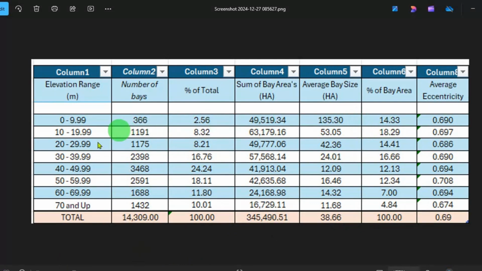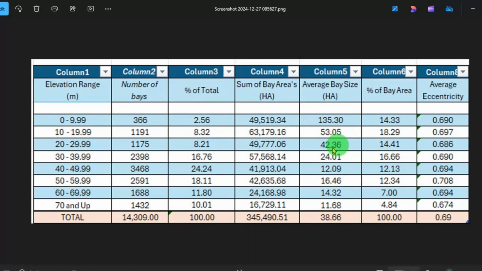So when you look at everything, say below this one right here, 20 to 29.99 in elevation. So we have the average bay size is 42, 53, 135 as we go down. If we sum up these percentages of totals, this is about 19%. So about 19% of the bays, this is their distribution in size.